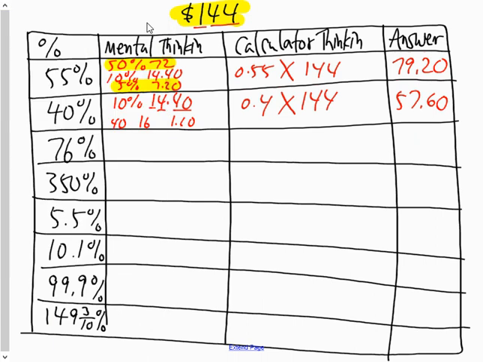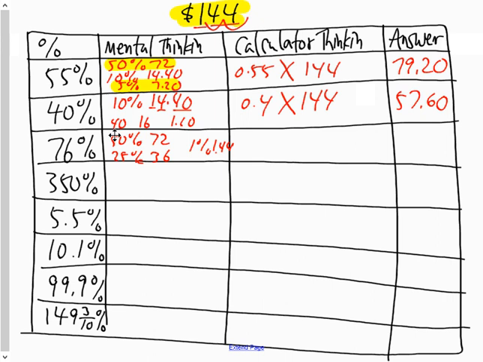76%, the easiest way would be, I think, this way: 50%, 25%, 1%. Am I wrong on that? Okay, so 50% we already know is 72. We have it in the one above it. 25% would be half of 72, which is 36. And 1%, if I move the decimal twice, is $1.44. You put all those together.